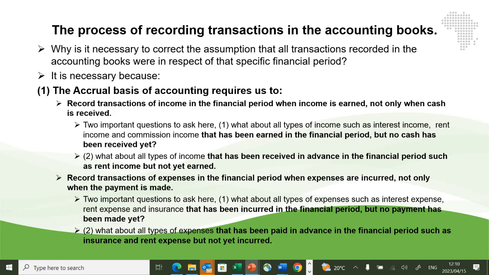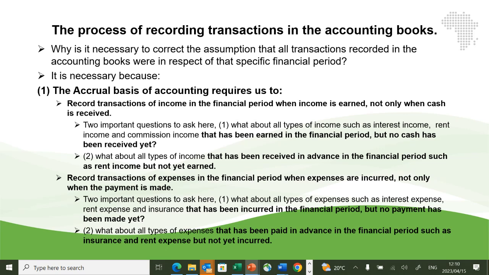So as I've indicated earlier, if you follow that principle that says record transactions when they take place, it's already assuming that you are on a cash basis, but in accounting we are using what? The accrual basis. So now to convert from that to the accrual basis, what does the accrual basis require us to do?